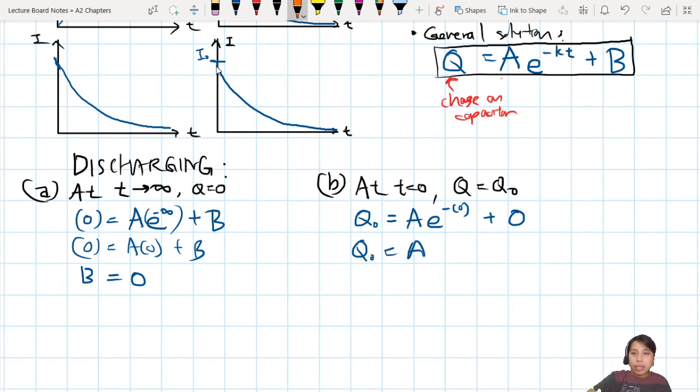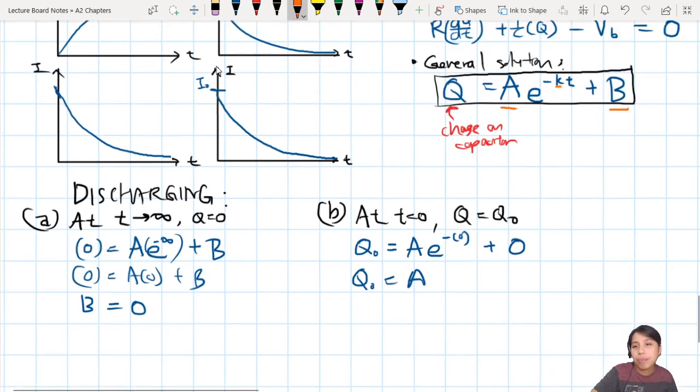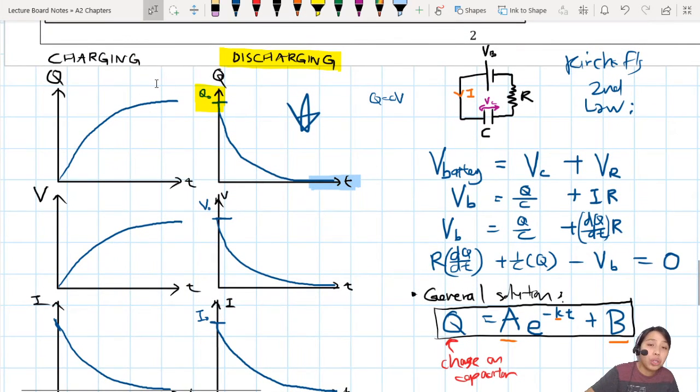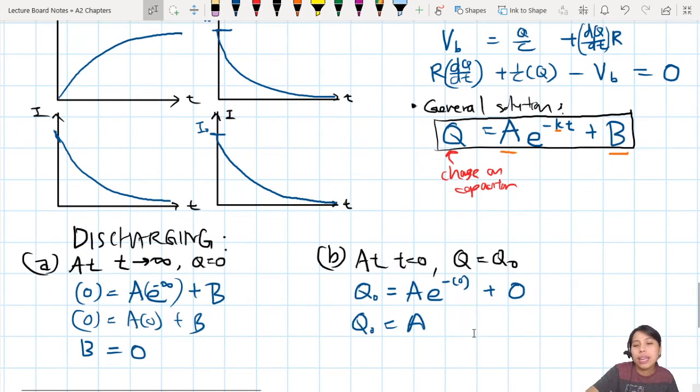Our constants being A, B, miss, how about the K? Now for the K, people have to do a little experiment. How do people figure out the constant K? I will tell you the shortcut. K is actually 1 over RC. Wow, miss, what is this? Okay, right here, K equals 1 over RC. RC is also known as the time constant.